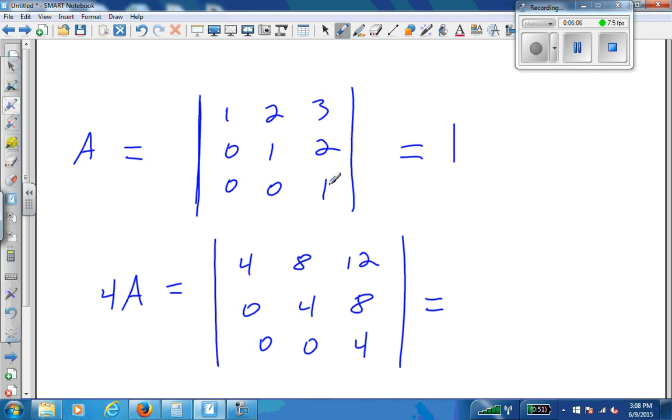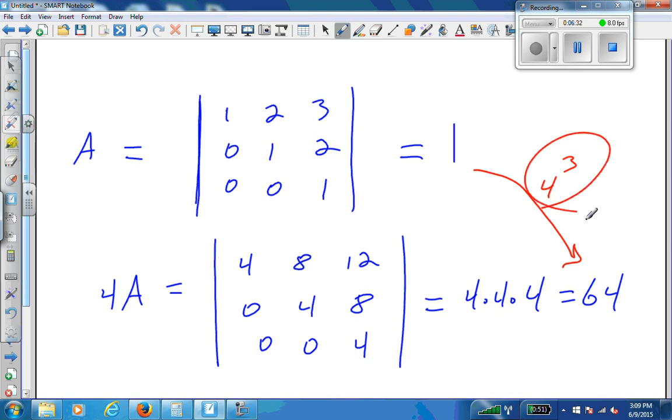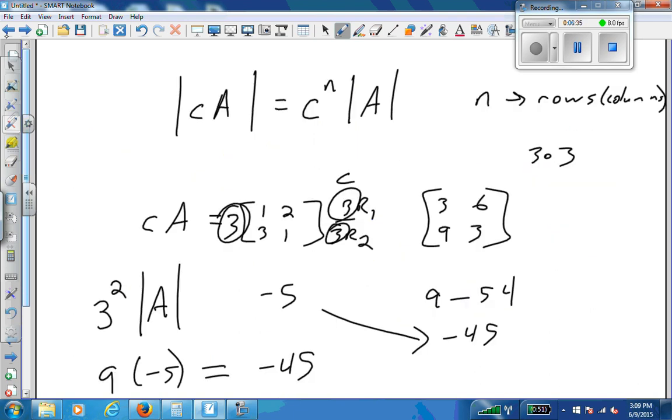Again, if I'm multiplying this by a scalar, it's still going to be upper triangular. It's diagonal, so we multiply down the diagonal and we get 4 times 4 times 4, which is 64. So notice our determinant didn't increase by a factor of 4, but by a factor of 4 cubed. Basically, a factor of 4 for each of our rows. Hence, to multiply our matrix by a scalar, it's that scalar raised to the number of columns or rows times the determinant of A.